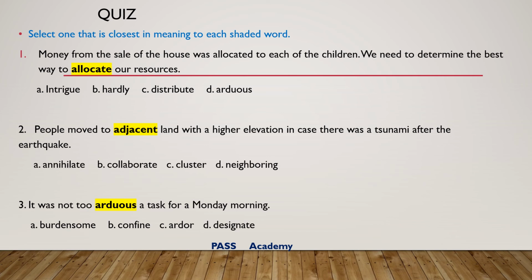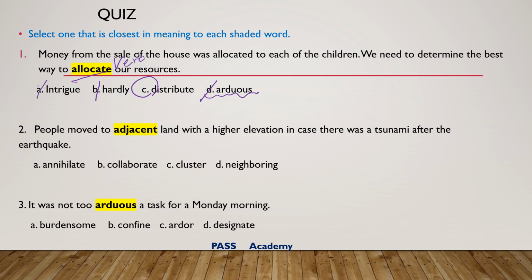Money from the sale of the house was allocated to each of the children. Or we need to determine the best way to allocate our resources. So we can find a synonym. What is it? C is the answer. Arduous is hard. Heartily is an adverb. Allocate was a verb. Intrigue means a kind of interest, feeling interest. So A is not correct.